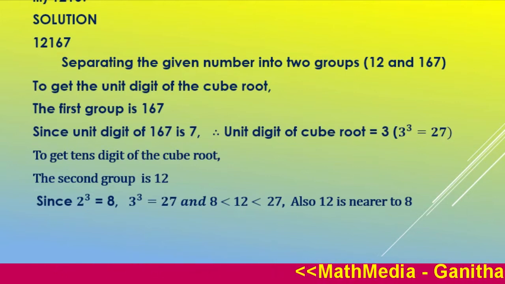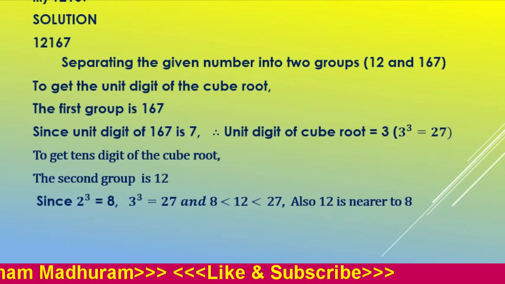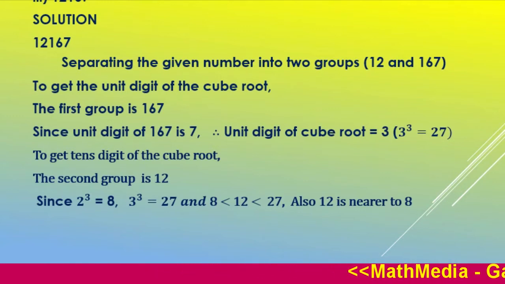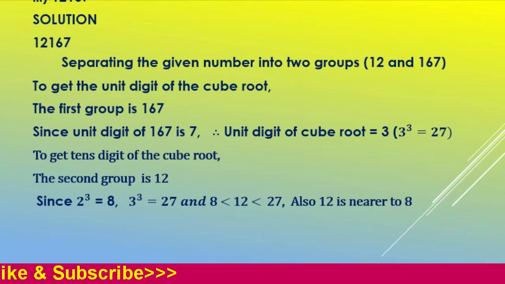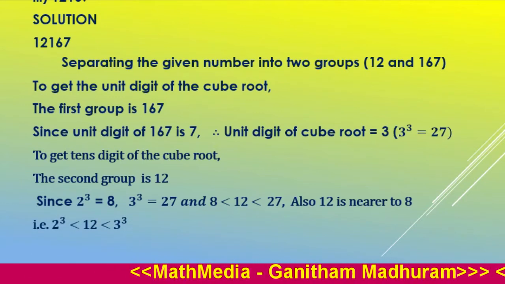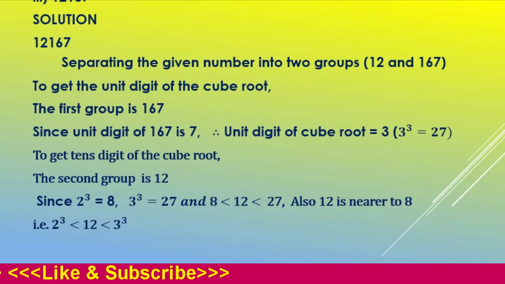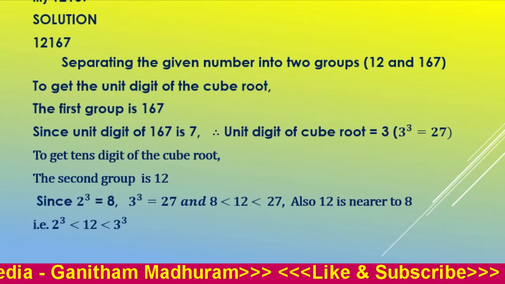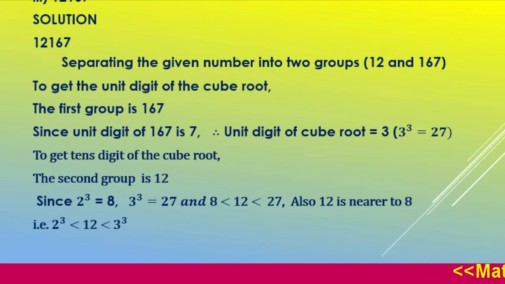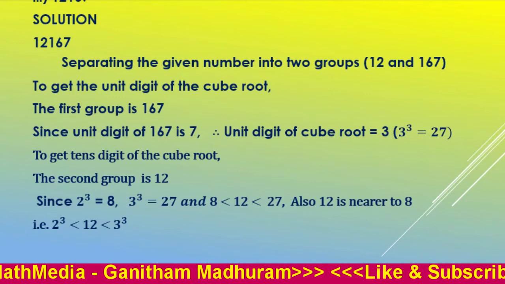As we know that 12 is not a perfect cube, then what do we have to do? We have to find the two perfect cubes between which 12 lies, that is, the perfect cubes before and after the given group 12. So 12 lies between 2 cubed and 3 cubed, that is 8 is less than 12, which is less than 27.